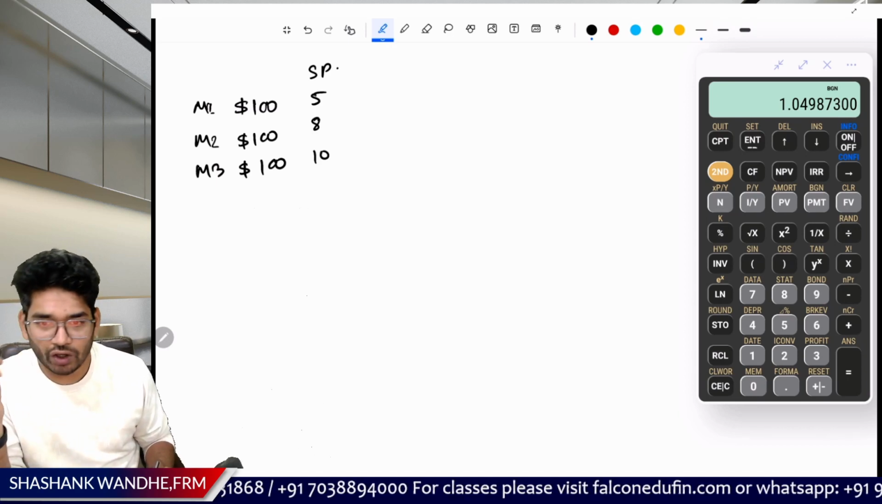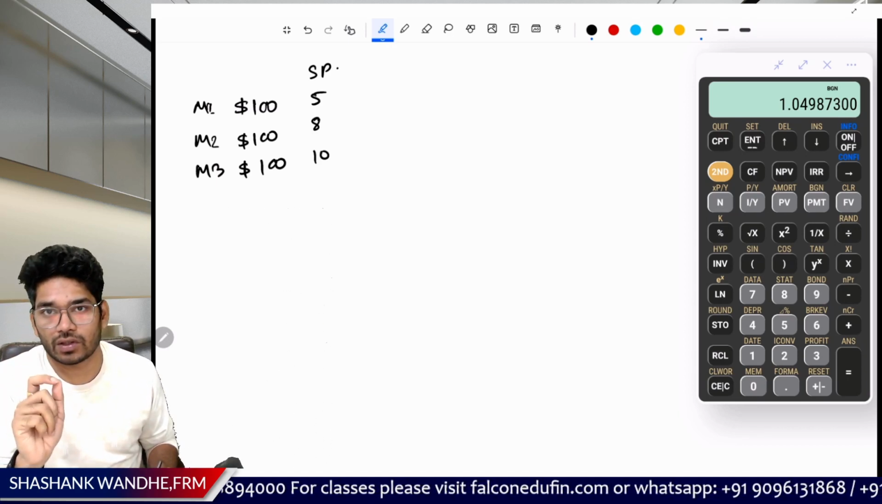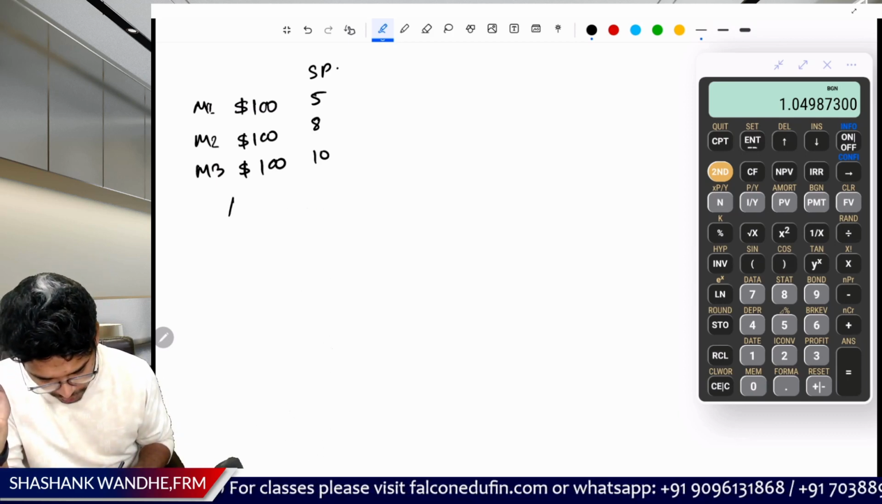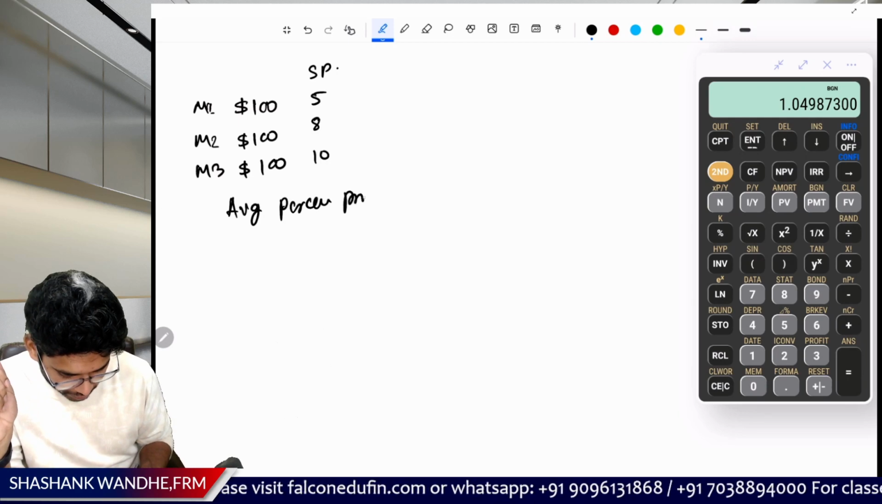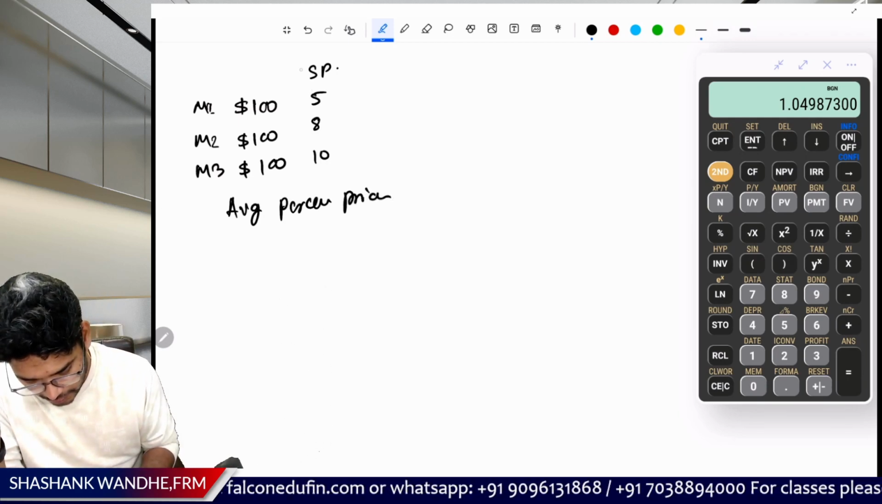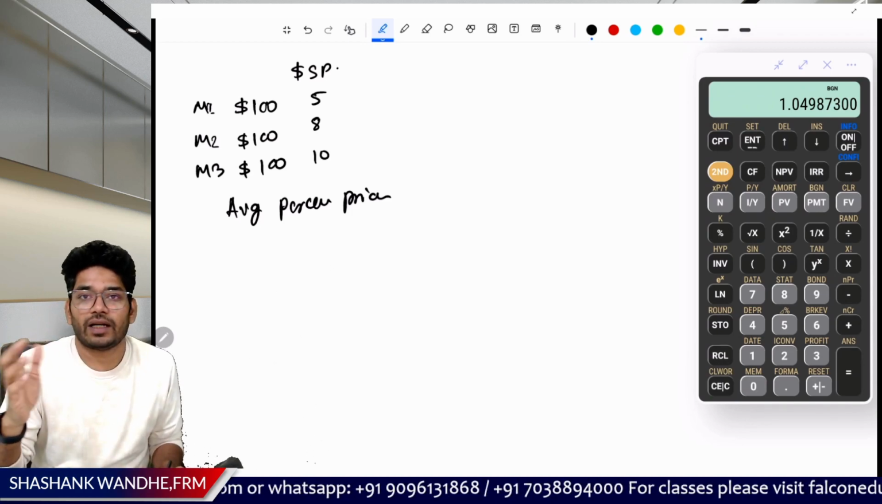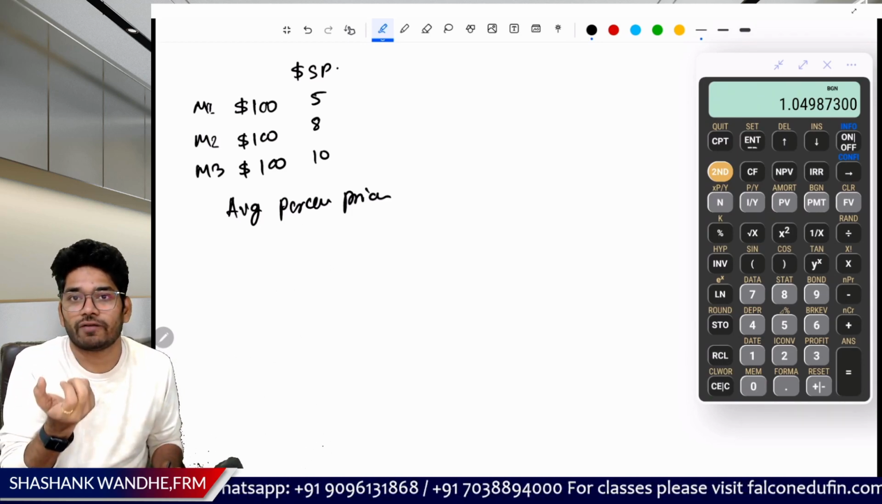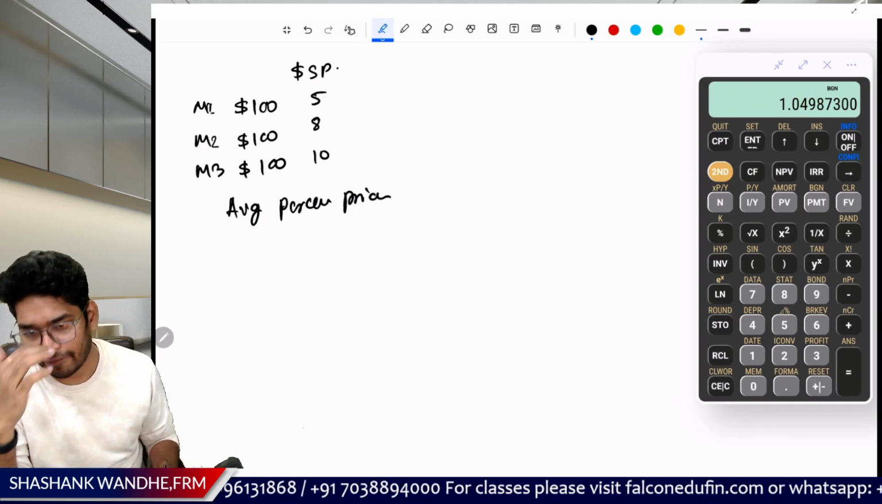Now we want to calculate what is the average purchase price of this stock in this particular case. Now to calculate average purchase price, obviously we will need how many number of stocks we have and how much money we have invested. Simple. Okay. And once we have this, we can simply calculate the average purchase price.